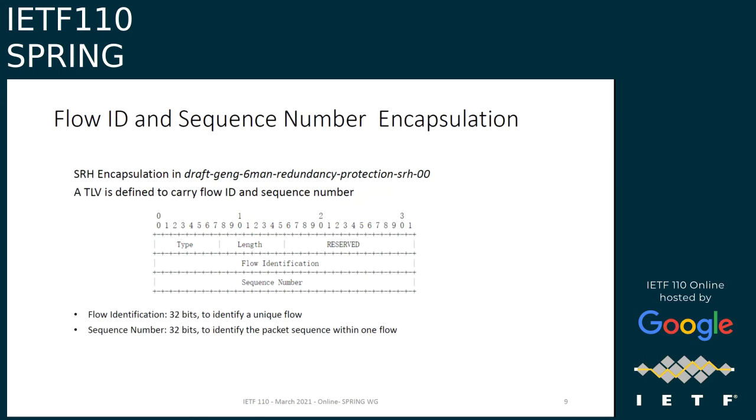Yes, and there's another draft in which we specified how the flow identification and sequence number are encapsulated in an SRH optional TLV. So here we give this proposal, and from the feedback from 6man, they think that we should change this draft back to Spring, because Spring has the power to give us the allocation of this SRH optional TLV. Next, please.